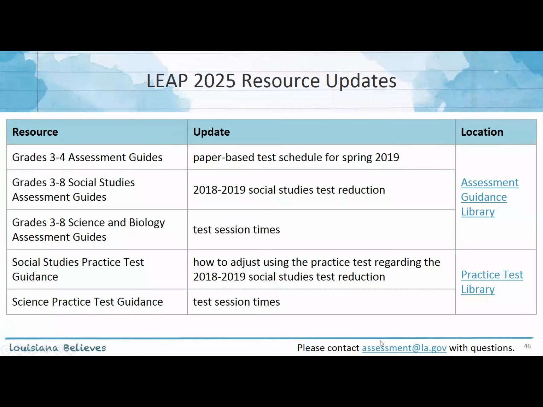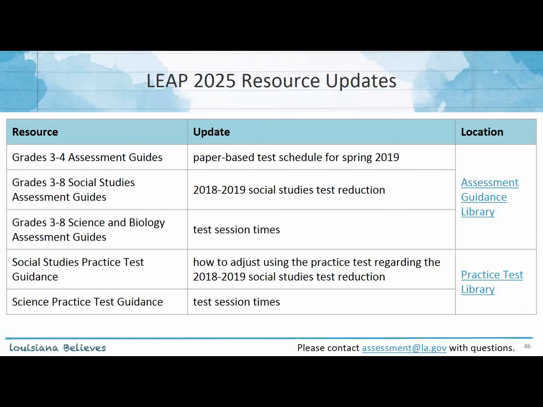All right, so let's go ahead and talk through some LEAP 2025 updates. Here are some resources that have been updated and the location on the Louisiana Believes website. So there are assessment guides for grades 3 and 4 for all content areas that have been updated to include the paper-based test schedule for spring 2019.